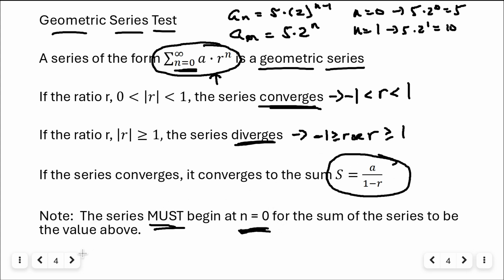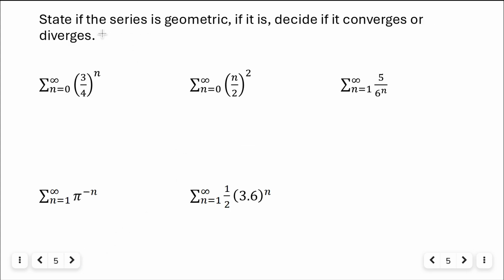All right, so let's first work with the form. Let's state if the series here is geometric, and if it is, we're going to decide if it converges or diverges. So remember, a geometric series has the form the sum from n equals 0 to infinity of a times r to the n. Also keep in mind that n does not have to necessarily be 0. n can start at any number. It can be 1, 2, 3, 4. That would affect the sum of the series, but it would not affect whether the series converges or diverges or whether or not it's geometric. We'll see that in just a moment.